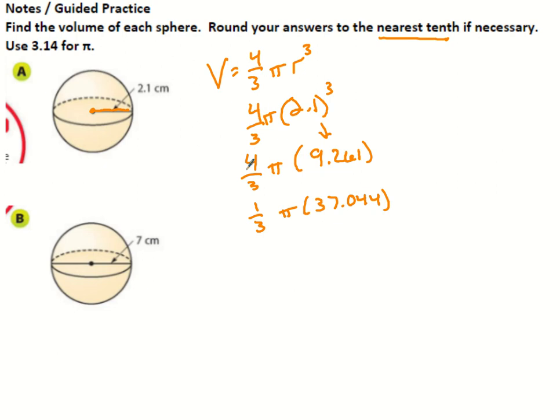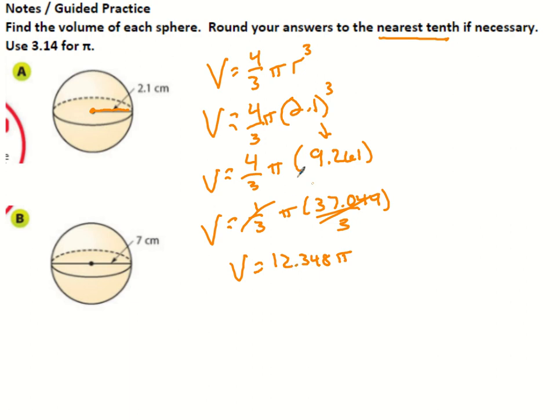It's because, again, this is just 4/3. So if I multiply by 4, I still have the over 3 left, which is divided by 3. So when I multiply this by 4, I'm left with 37.044. And now I just get to divide that by 3 because that's the same thing as times 1/3. I'm going to divide this by 3, and that's going to give me 12.348 times pi. Okay, so what we do is we cube our radius, and then I just multiply that by 4 and then divide by 3, and then now I get to multiply by pi.